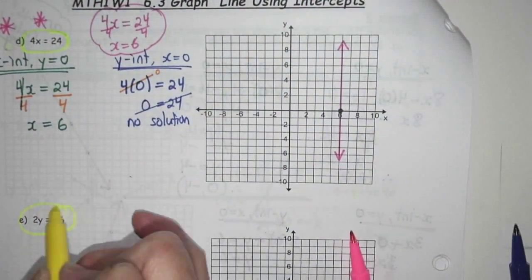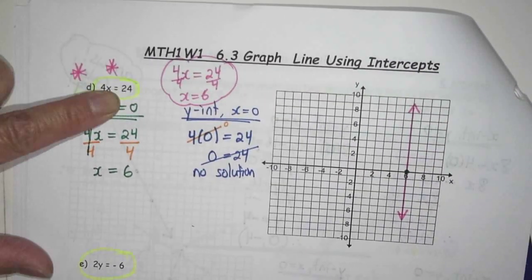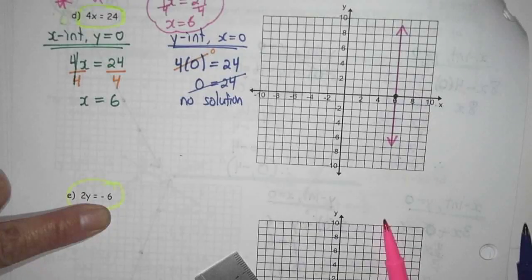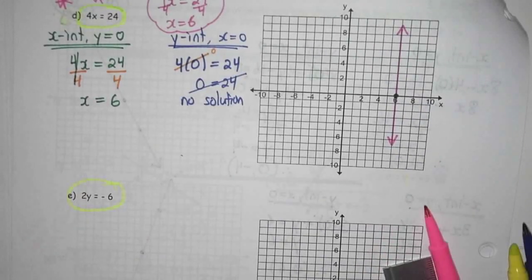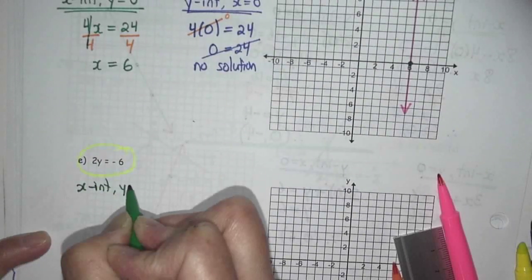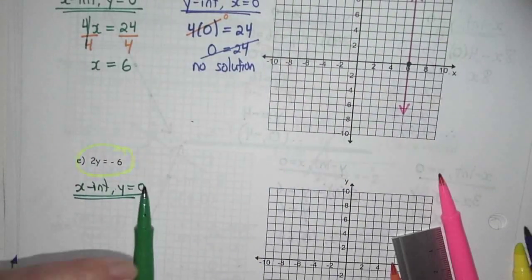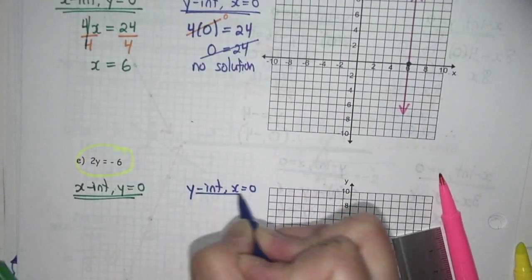Look at this one. Do you see how that's also the same? These are both different equations. So this is 4x equals a number. This is 2y equals a number. There's no x and y. So when you try to do this one, so look what happens here. X-intercept is when y equals 0. And then y-intercept is when x equals 0.